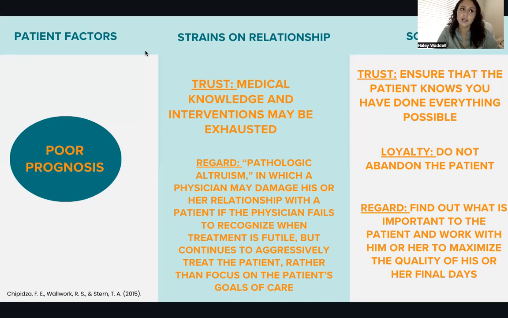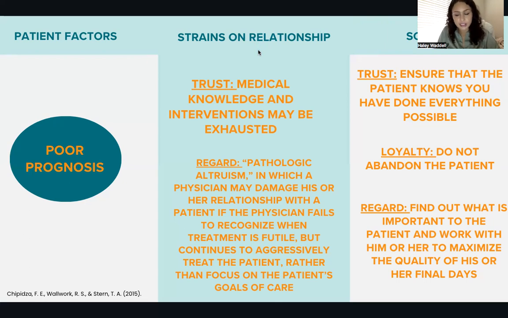And as a provider, it's hard because you have to know when to keep going and fight, and then you also have to know when enough is enough. And it can be a hard pill to swallow, I understand, but if you want to keep that relationship with them, it's going to be hard because I know you care, but they're people too, and enough is enough, right? So that can be strains on the relationship for a patient who has a poor prognosis.